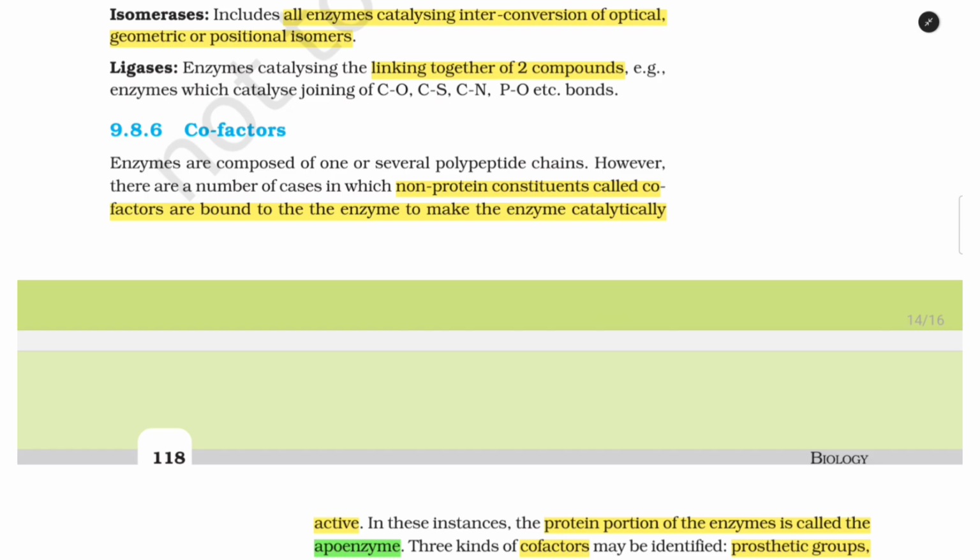Ligases are enzymes catalyzing the linkage together of two compounds. Example, enzymes which catalyze joining of carbon-oxygen, carbon-sulfur, carbon-nitrogen, phosphorus-oxygen, etc. bonds.